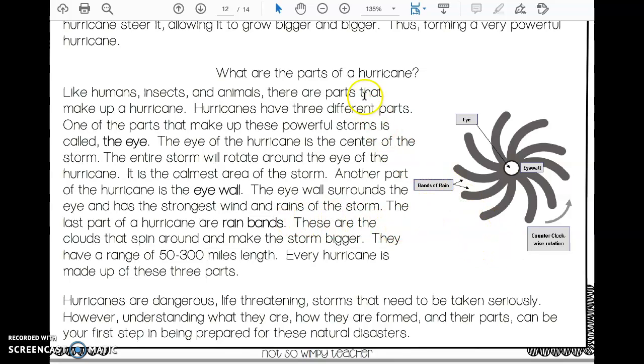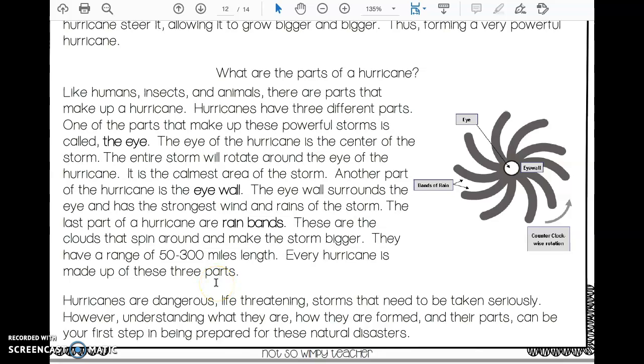So the author not only described the parts of the hurricane with bolded words and a heading, they included a diagram which is drawn with labels showing what a hurricane looks like. Hurricanes are dangerous, life-threatening storms that need to be taken seriously. However, understanding what they are, how they are formed, and their parts can be your first step in preparing for these natural disasters. So your job today is to go into your paper and add text features.